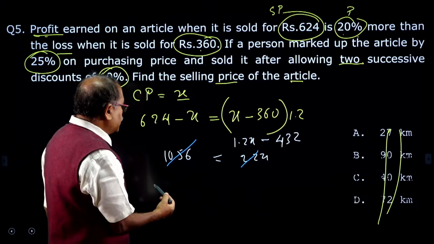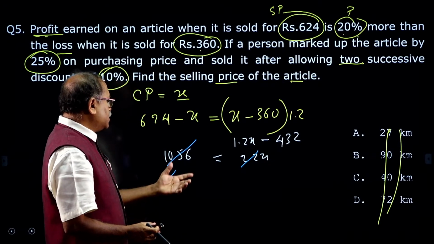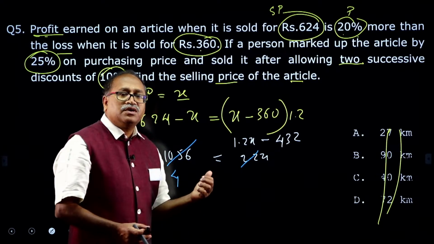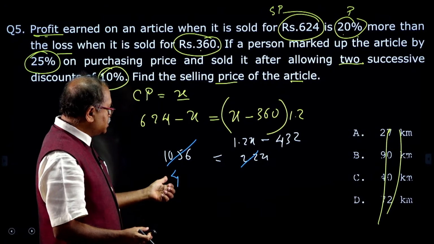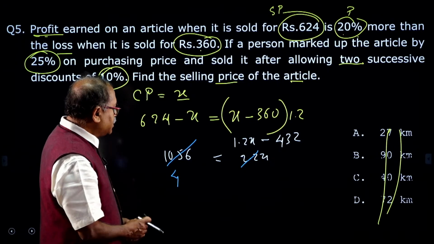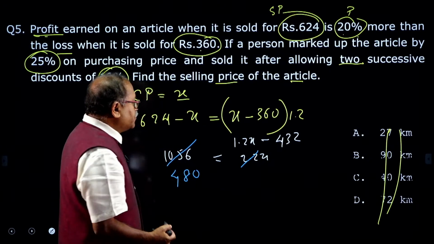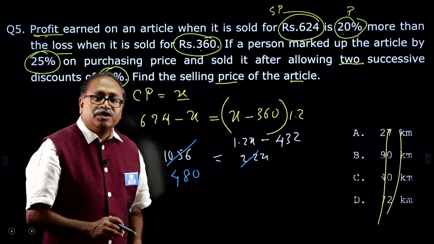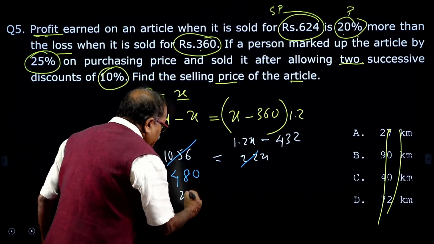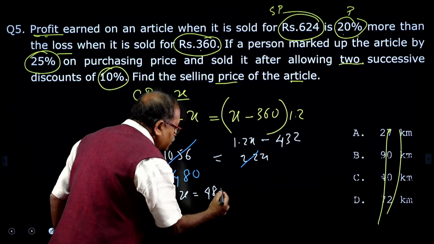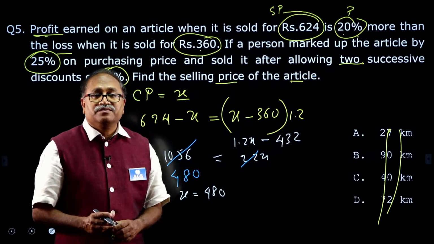So, first it will be getting 5 times, no, 4 times, and if I take out the 88, I will be left with 788, that is 7 and 1, 156, that gets cancelled, 8 times 0. So, finally, I get that x is equal to 480. Let me write down that x is equal to 480. And what is x? x is the cost price.